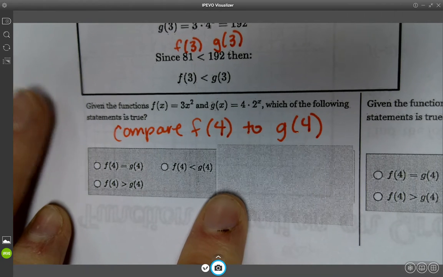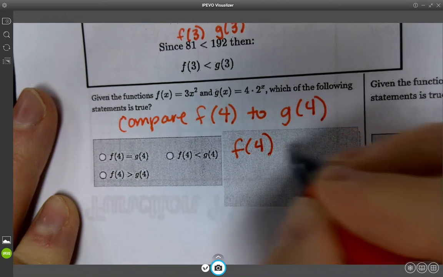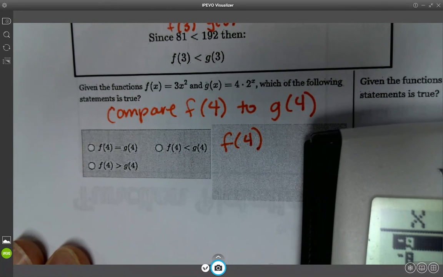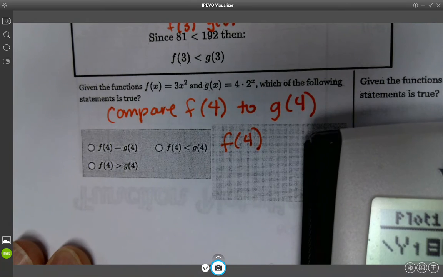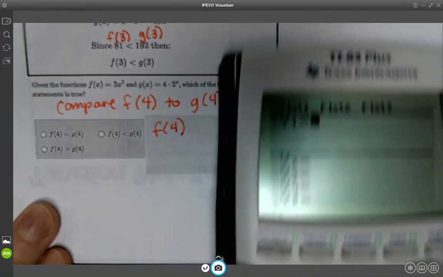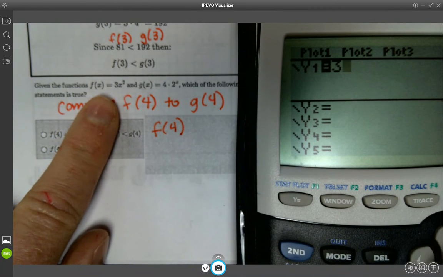So in order to compare them, we need to find what is f of 4. You could use the table, the y equals in the table, or you can use substitution, either one. So let's say I want to use the table. Then I'm going to go into y equals, and I'm going to put in the f function, 3x squared.